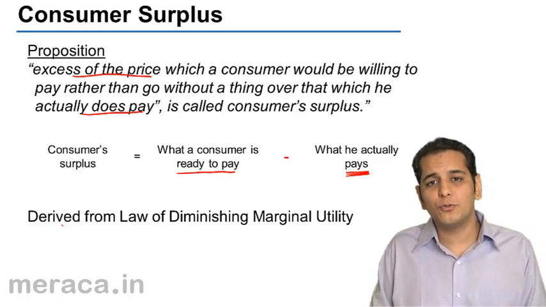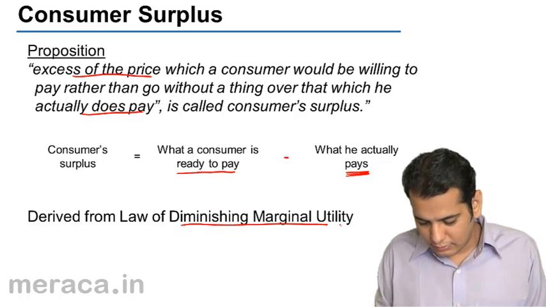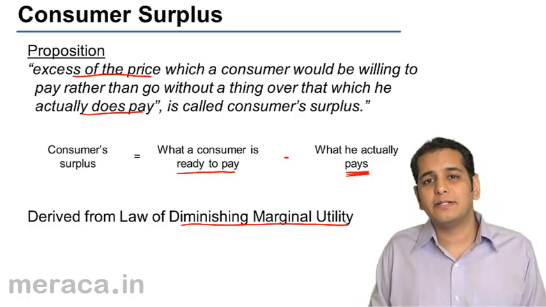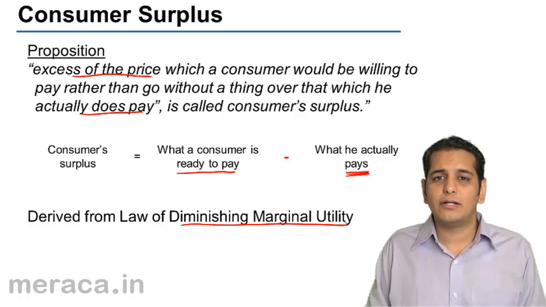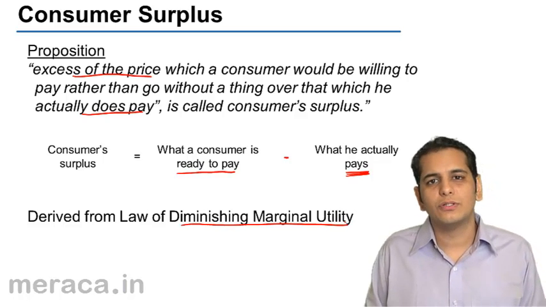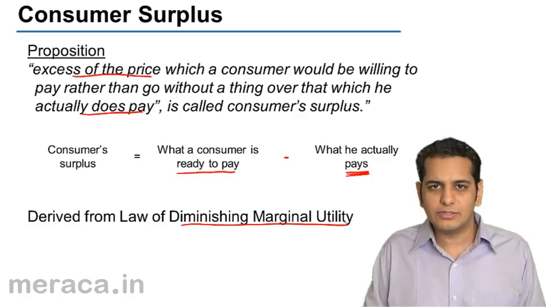One thing important to note is that consumer surplus has been derived from the law of diminishing marginal utility. We'll see how.